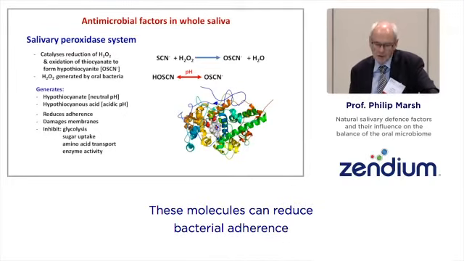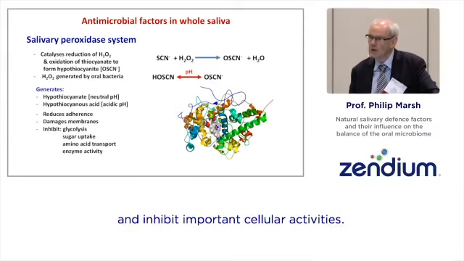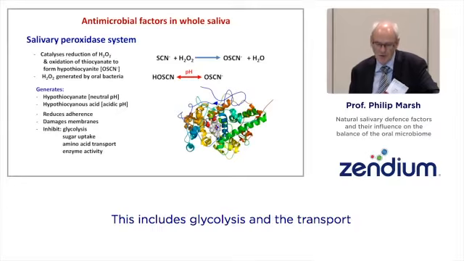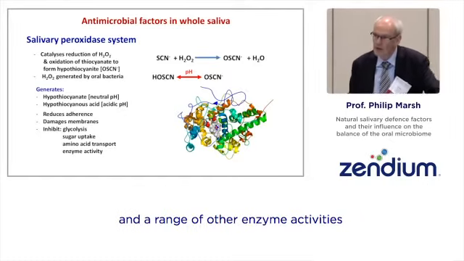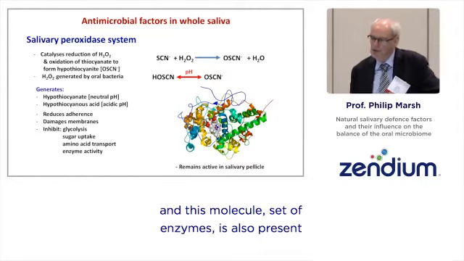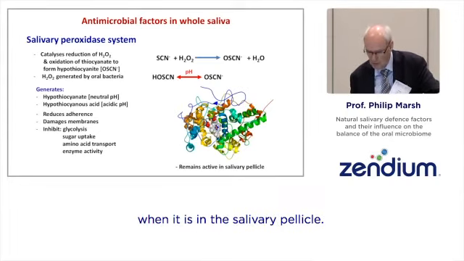These molecules can reduce bacterial adherence, but they can also damage bacterial membranes and inhibit important cellular activities. This includes glycolysis and the transport and uptake of sugars and amino acids, and a range of other enzyme activities. This set of enzymes is also present in the salivary pellicle and retains activity when it is in the salivary pellicle.